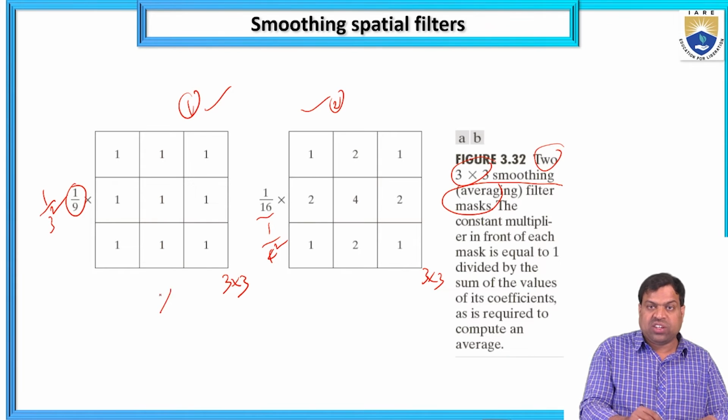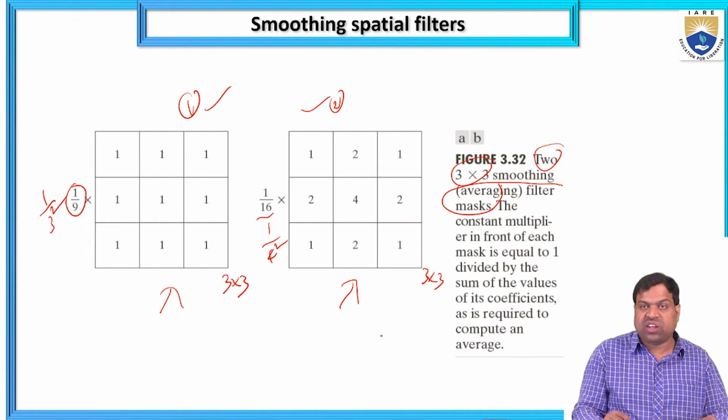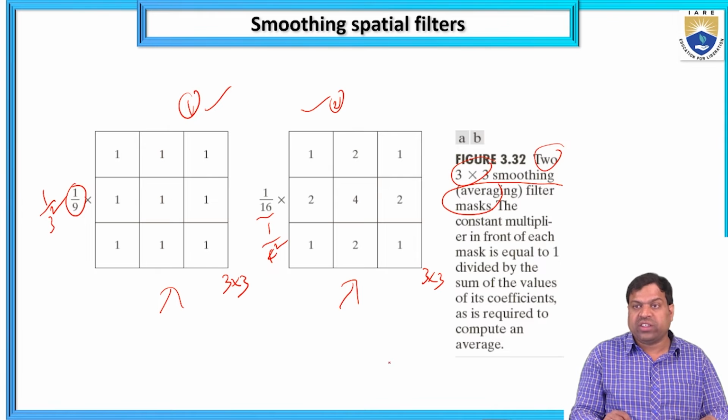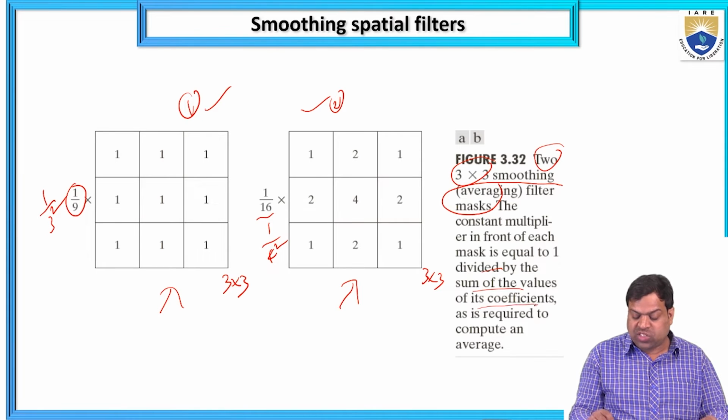So this is the 3 by 3 matrix, that is the average value. So how can you take the average of the two different matrices? That is the filter with mask. The constant multiplier in front of each mask is equal to 1 divided by the sum of the values of its coefficients, required to compute an average. Okay, it is one example.